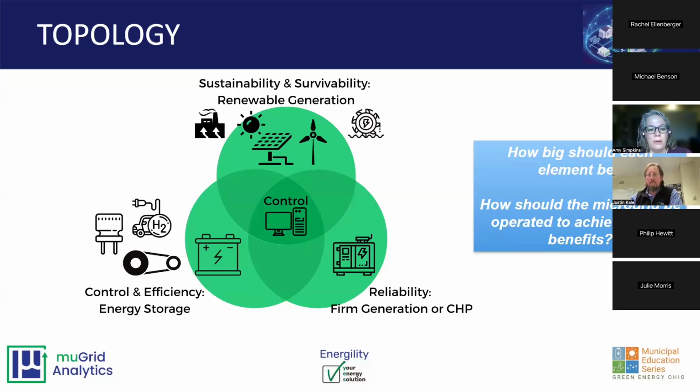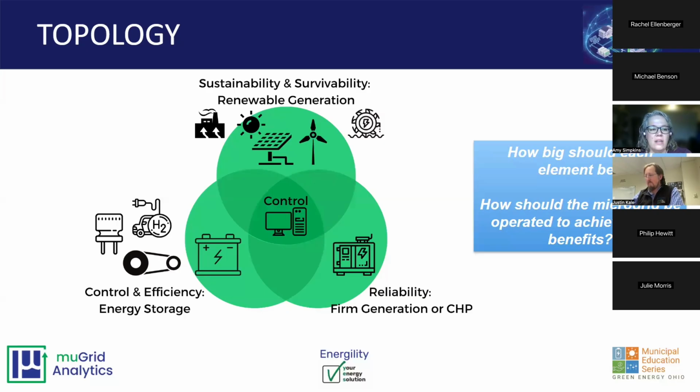The third component of this Venn diagram over here is what we call firm generation. Firm generation is also fossil fuel-based generation or any kind of fuel-based generation. What this provides for us in the network: it is possible to have a microgrid with just renewable generation and energy storage, and it is also possible to have a microgrid with just fuel-based firm generation and not the other things to provide energy for your local loads.